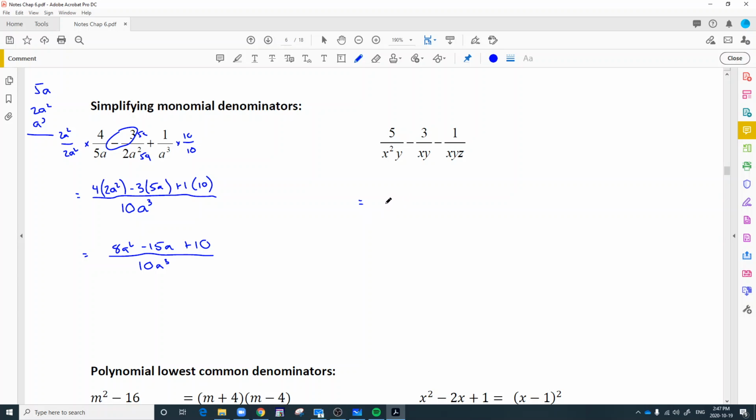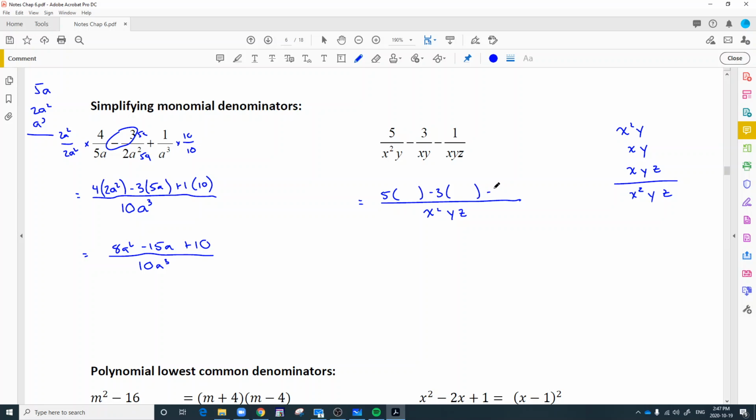So in my work, what I do is I draw a big line and I figure out what my common denominator is going to be. I have an x squared y, I have an xy, and I have an xyz. So my common denominator is going to be x squared yz. Then I figure out, what do I have to multiply each of the numerators by?